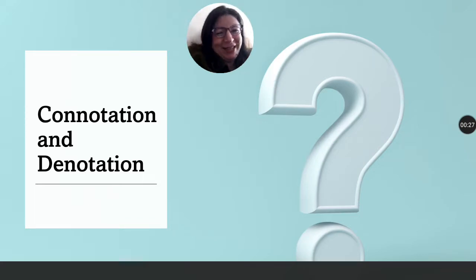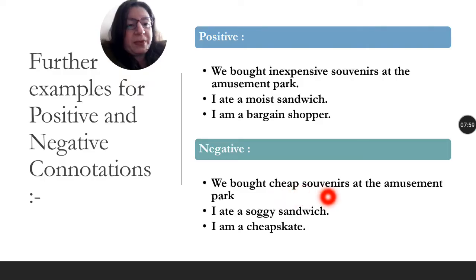Today, we are going to speak about a very important lesson called connotation and denotation. What's connotation and denotation? Cheap souvenirs. Well, actually, the word cheap usually has a negative meaning at the amusement park. It's not very nice to say cheap, though. It's better to say inexpensive.